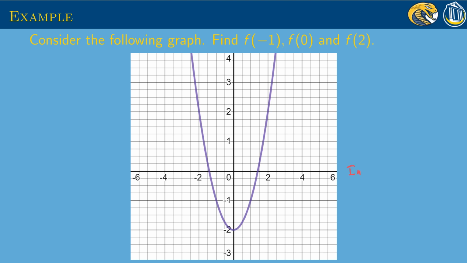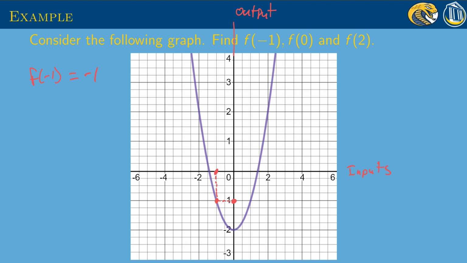remember, this is our inputs. We're going to look for -1 on our inputs, which is right around here. And when we input the number -1, well, where's the graph? The graph is way down here, and our output is also -1. f(-1) is also -1. Neat.